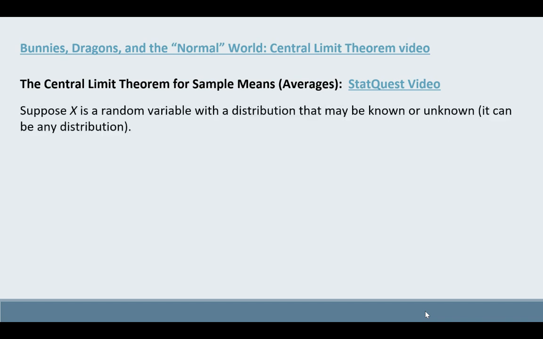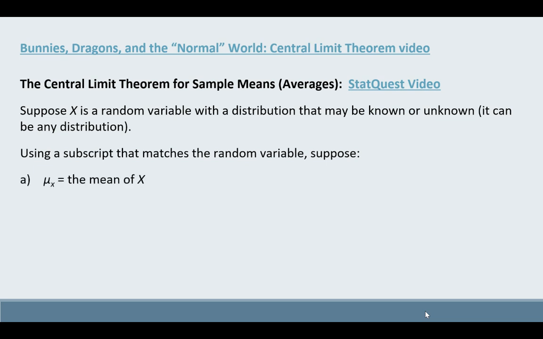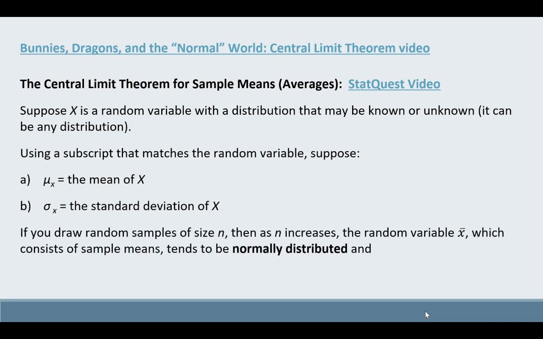Suppose X is a random variable with a distribution that may be known or unknown, and it can be any distribution. We're going to use a subscript that matches the random variable. So mu sub X is the mean of our original random variable X, and sigma sub X is the standard deviation of that original variable X. If we draw random samples of size n, then as n increases, the random variable x bar, which is a sample mean, tends to be normally distributed.